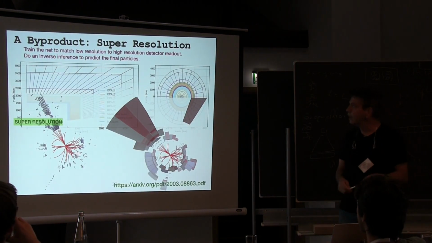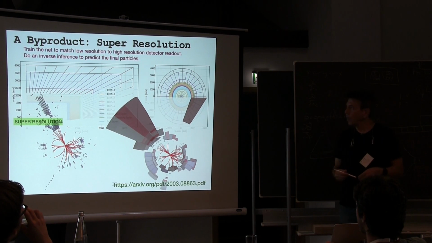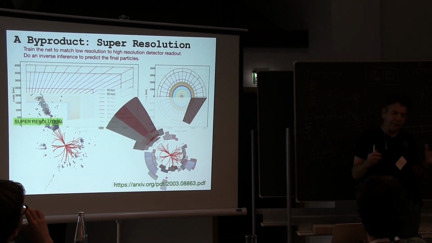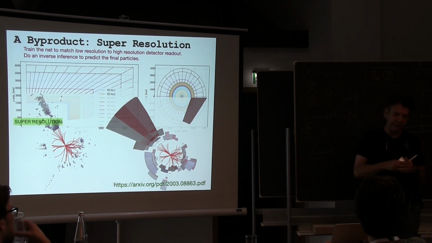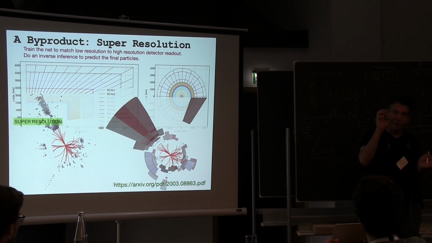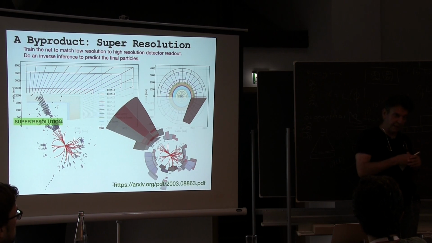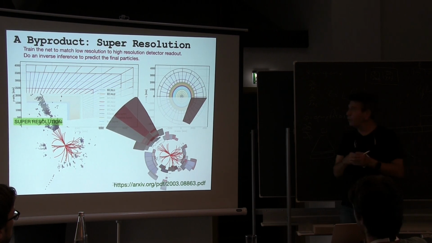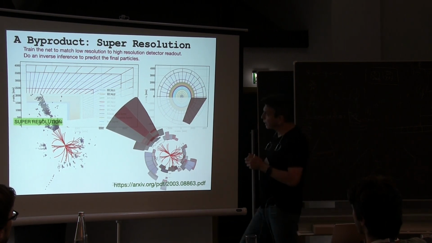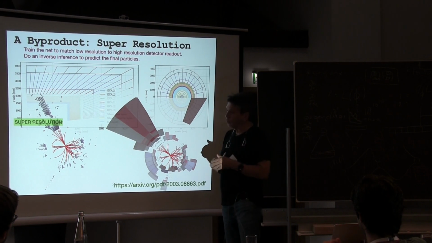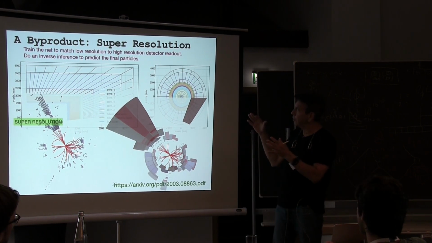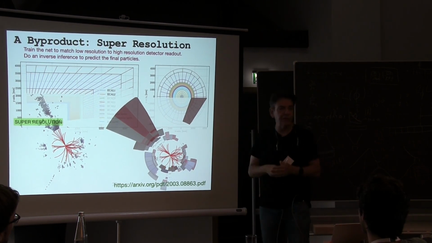It means in life we don't have money to build a very expensive detector with very fine cells. We don't have the money to do it. It costs a lot of money. But in simulation, we can do it easily. So maybe we can train a network to match low resolution to high resolution detector readout.